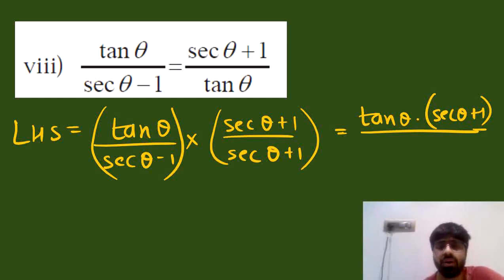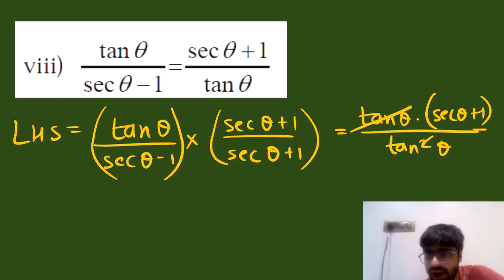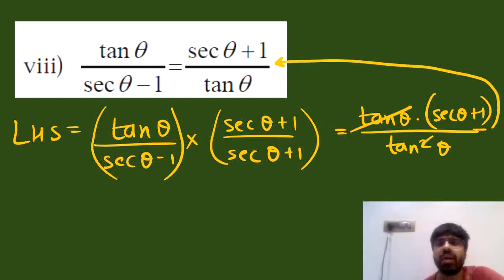Sec square theta, okay, it's sec theta minus 1 into sec theta plus 1. That is a minus b into a plus b, which makes it a square minus b square, that is sec square theta minus 1. Sec square theta minus 1 would be tan square theta. So we can cancel off one tan theta in the numerator and denominator, and the value of the expression finally becomes equal to sec theta plus 1 upon tan theta. So that's the solution for the 8th question.